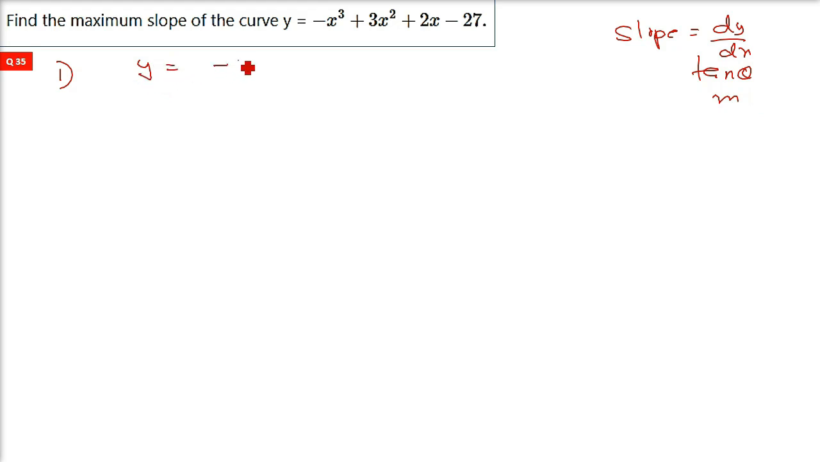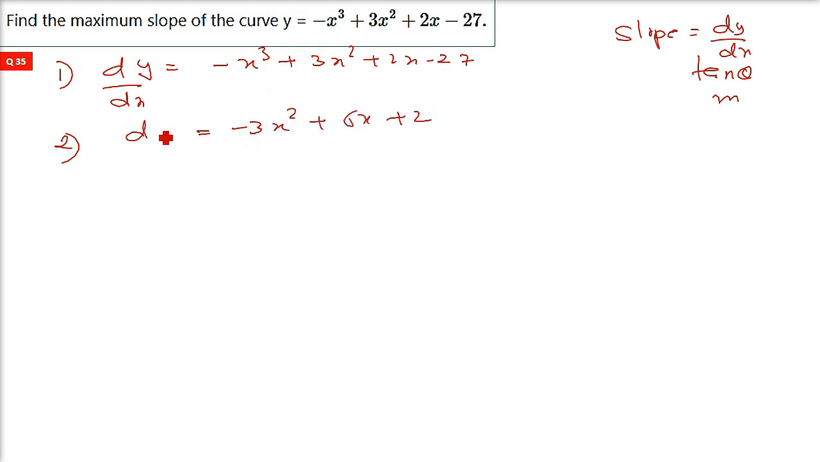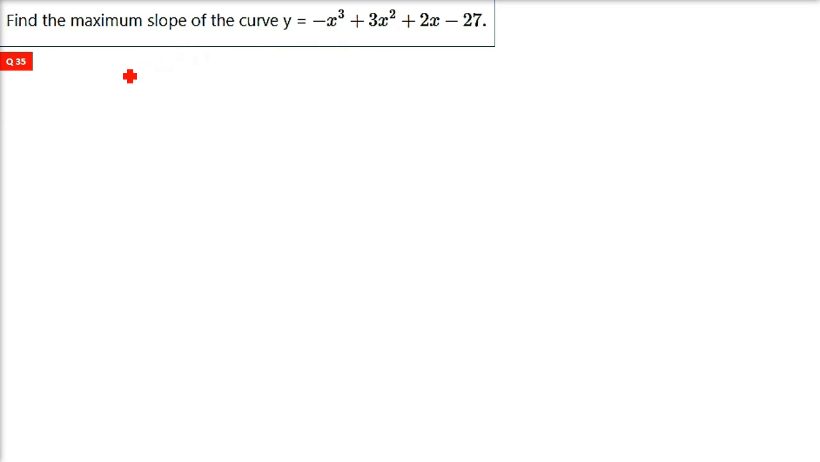Y is already there with us. It is negative x cube plus 3x square plus 2x minus 27. dy by dx has to be computed. Then when we differentiate this, you are going to get negative 3x square plus 6x plus 2. But this dy by dx, are you going to equate it to 0? No. Because the catch is this dy by dx was minus 3x square plus 6x plus 2. But we are talking about slope. So this dy by dx is slope.